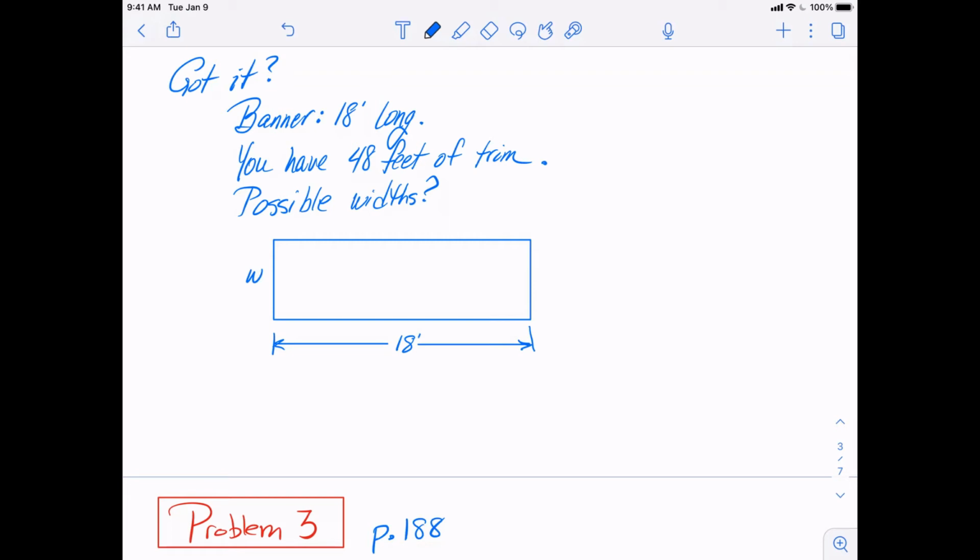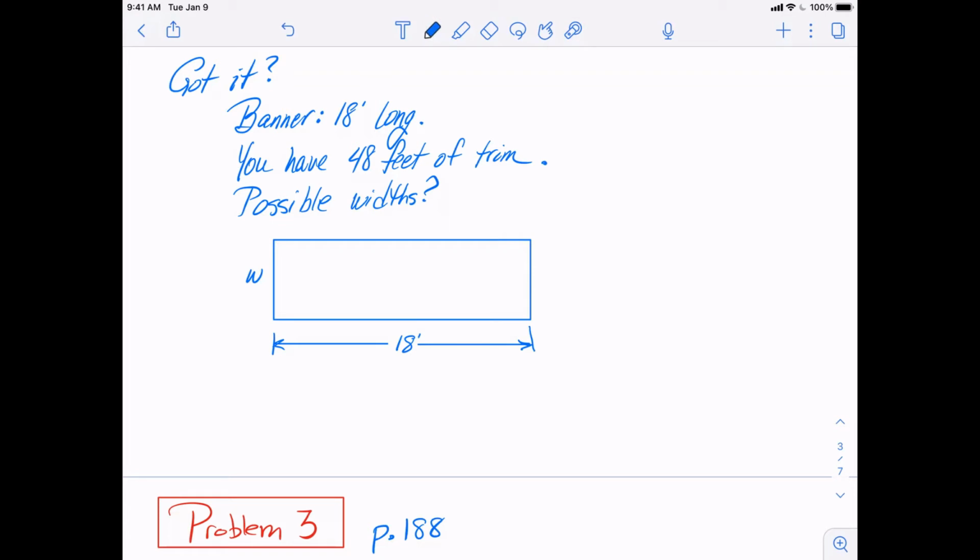So in this problem, we have 18 feet of length on the banner, and we want to know what the possible widths are. Now we have 48 feet of trim, which goes around the perimeter, so that means that the perimeter of the banner has to be less than or equal to 48 feet.